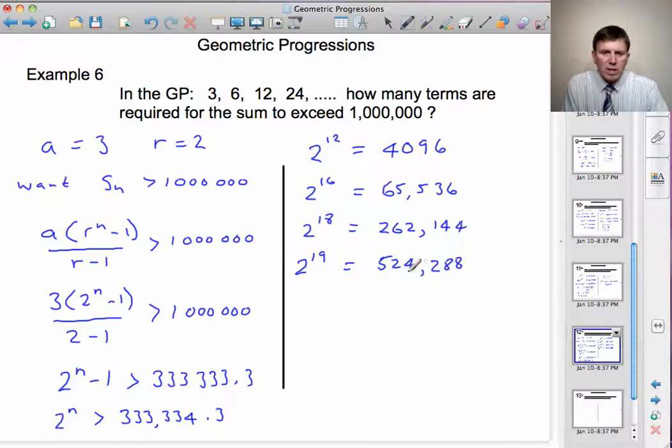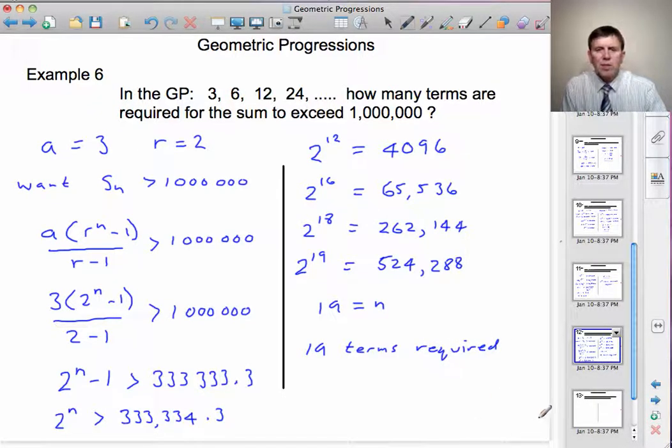524,288. So that's the first time that we've exceeded the target of 333,334. So 19 equals n. 19 terms required. Right, now let's achieve the same answer using logarithms.